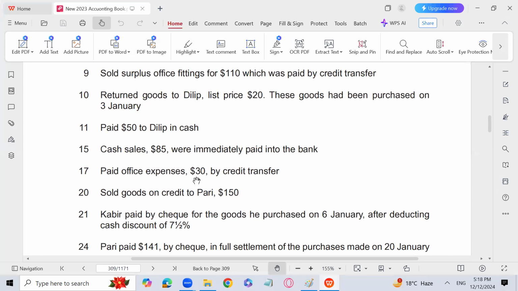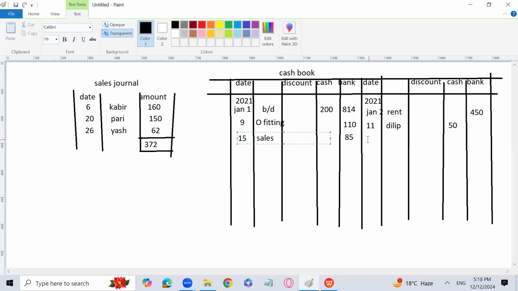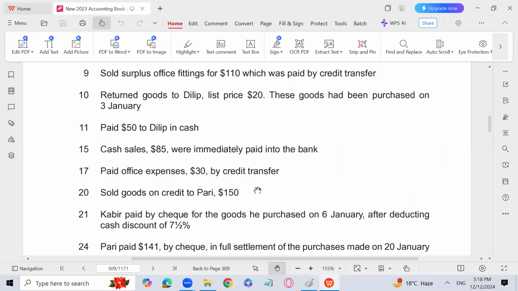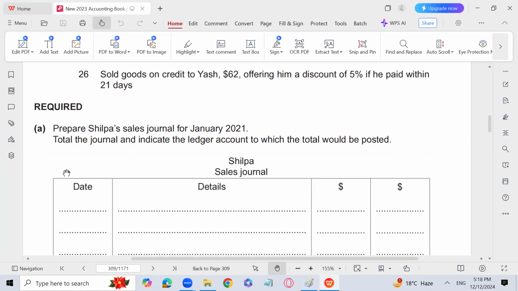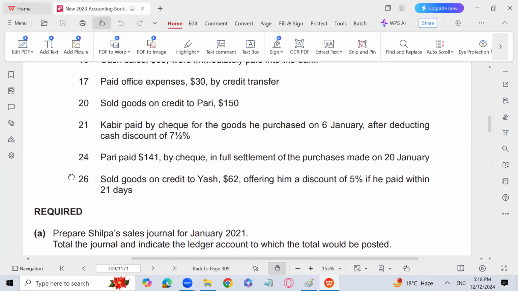Next, paid office expense 30 by credit transfer on 17th. Office expense debit and bank is going to be credited on 17th. So office expense, and bank is going to be credited by 30. So bank is credited by 30. We will write in the bank column 30 on the credit side because of office expense. Sold goods on credit obviously will not come, no cash or bank.